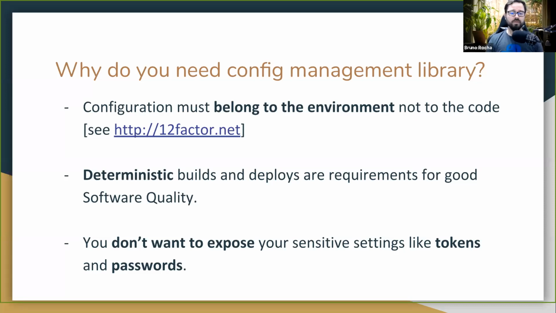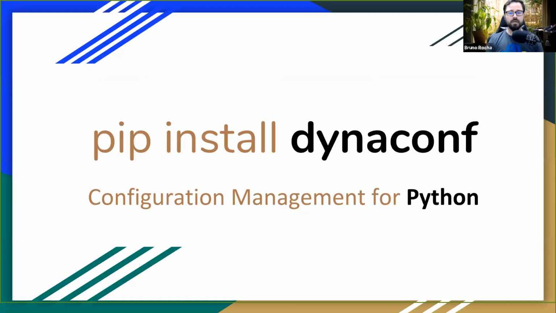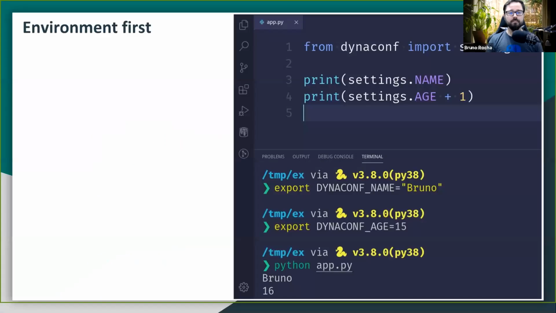And you don't want to expose your tokens and passwords in your GitHub, for example. So it's nice to have configuration isolated. The solution that I came up with 6 years ago is called Dynaconf. You can install it with pip install Dynaconf, and it's a configuration management library for any kind of Python application. It works very simply, and it's very small.